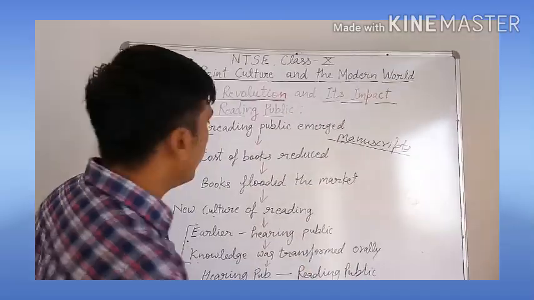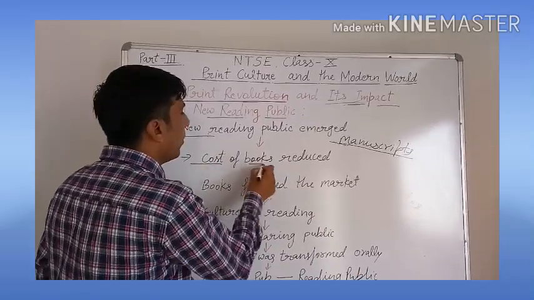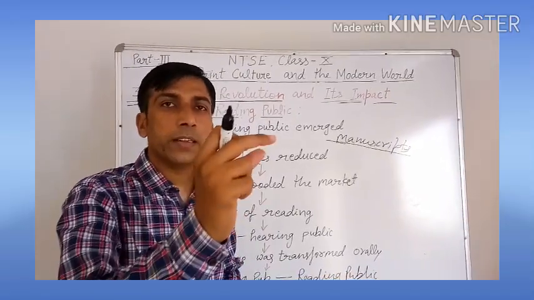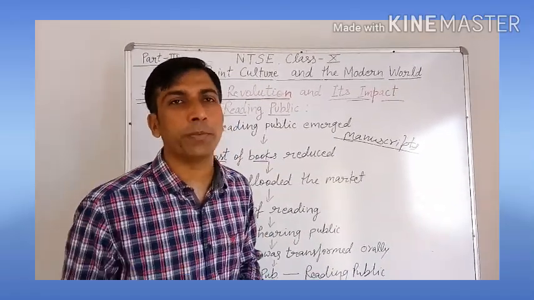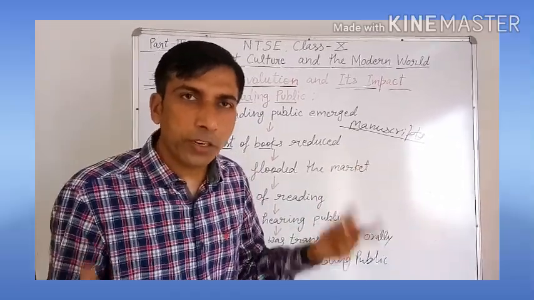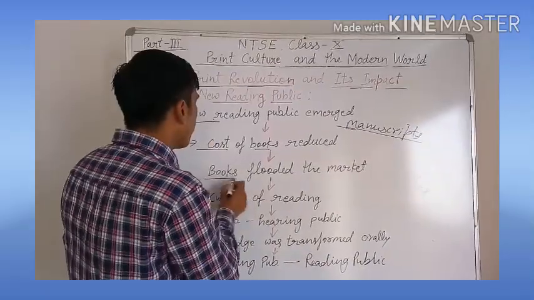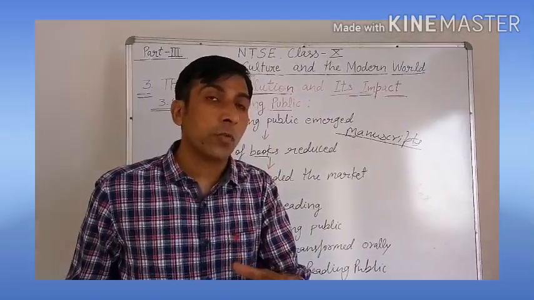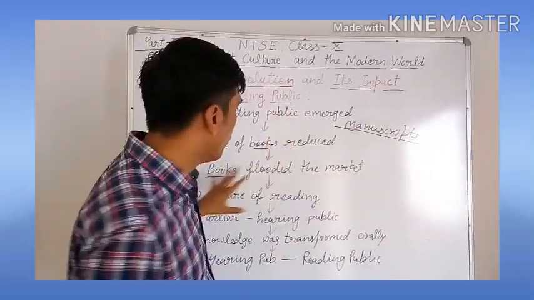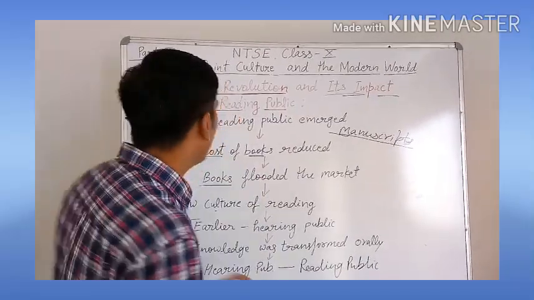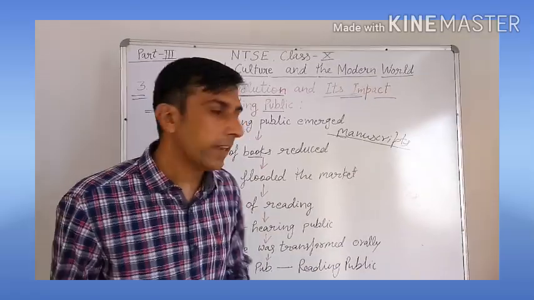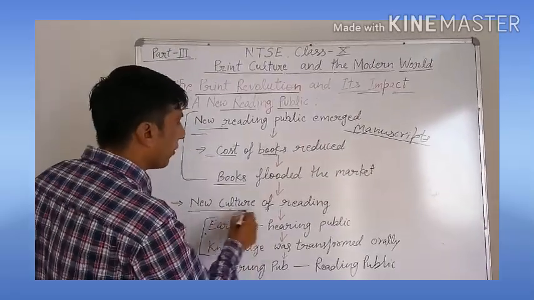We will discuss further. After that, the cost of books reduced, books became cheaper, and these were within the access of common people, because books were cheaper and people could purchase them easily. And now the availability of books was in big numbers in the market. Books flooded the market. So due to these reasons, we can say that a new reading public emerged, and after that, a new culture of reading.